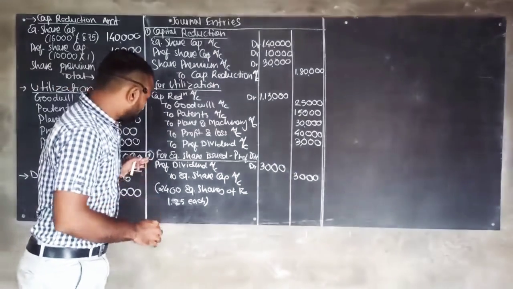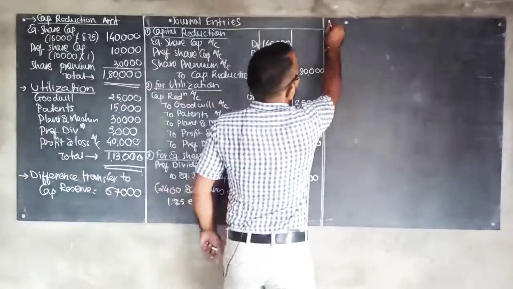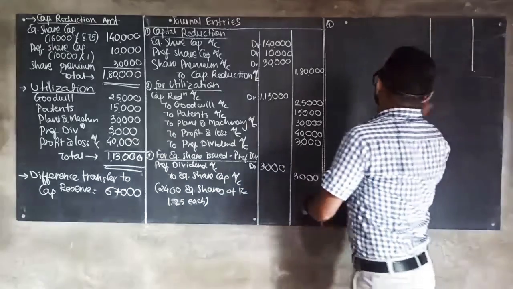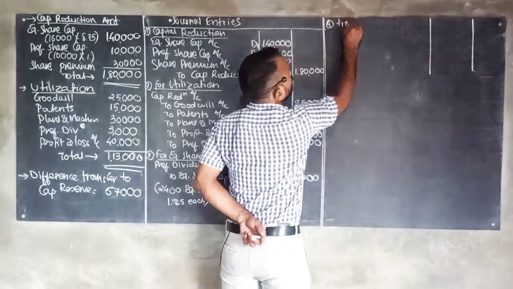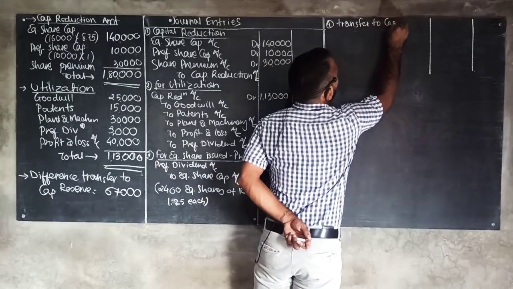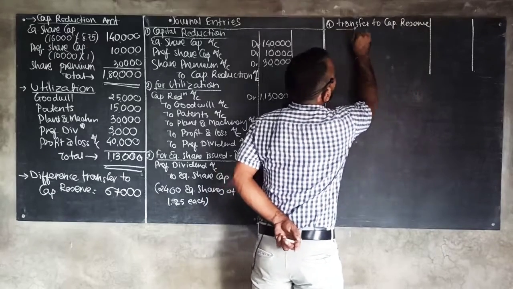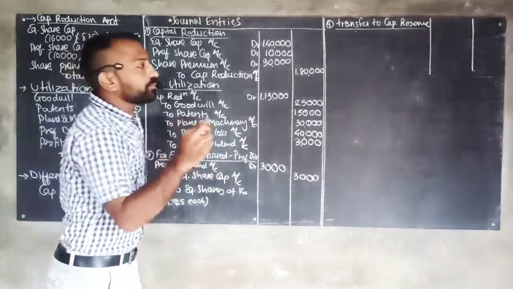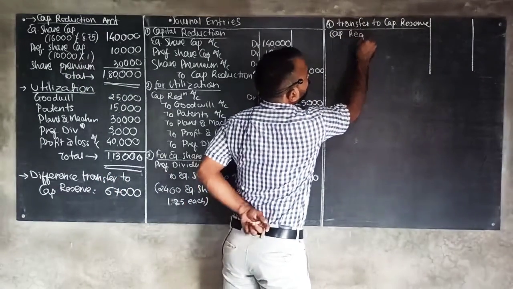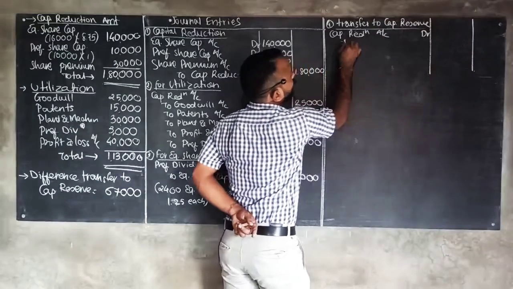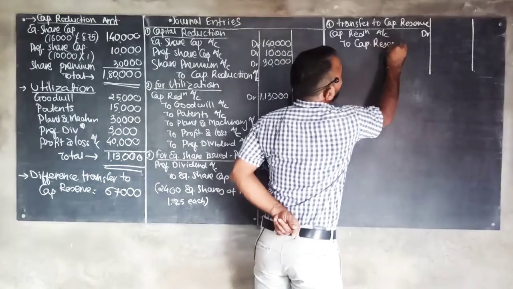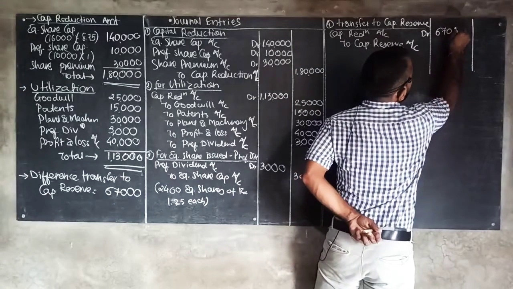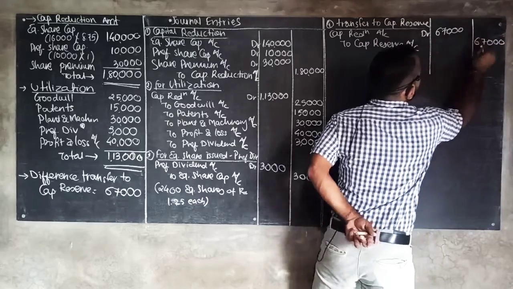Clear? And the last entry, so entry number 1, 2, 3, and the last entry is for difference transfer to capital reserve. So let's look here. This is entry number 3, entry number 4 is for transfer to capital reserve. What is the entry for transfer to capital reserve? Capital reduction account debited to capital reserve account. How much difference is transferred to capital reserve? It is 67,000. Here we are done with our journal entries.